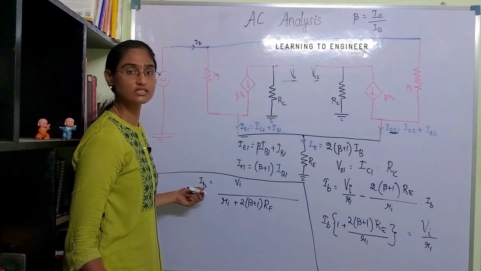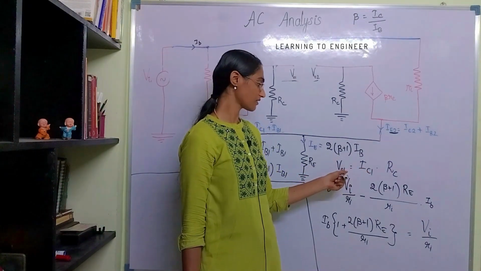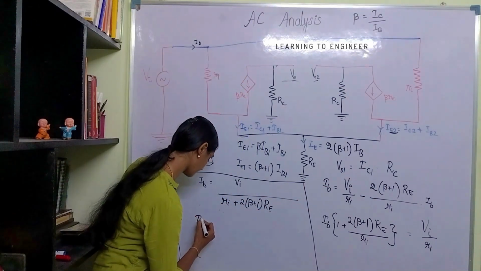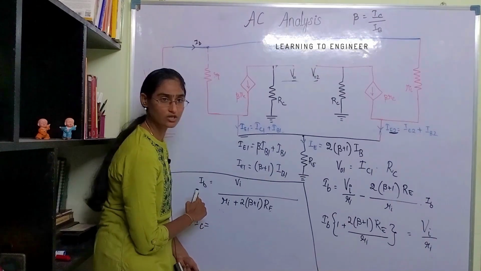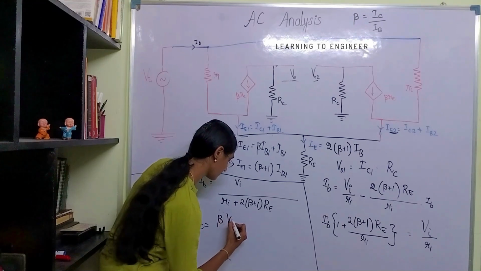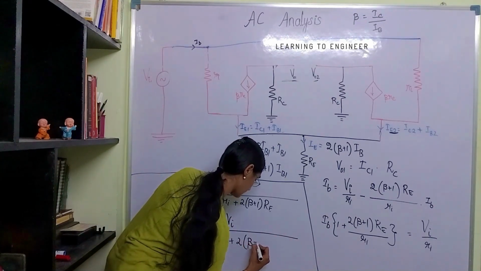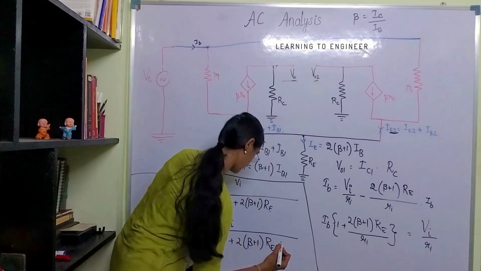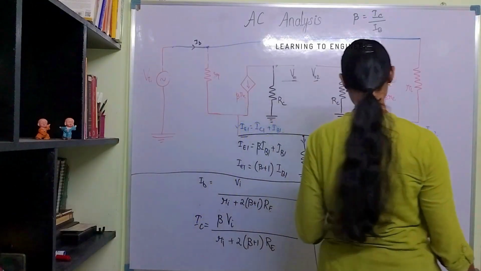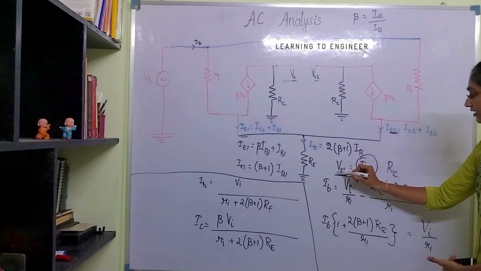So once we find the base current, we can find the value of the collector current and find VO1. What is the collector current? IC is equal to beta into IB, right? So this term into beta. Okay, so this is the value of the collector current, and now if you substitute the value of IC over here, you will get the value of VO1.